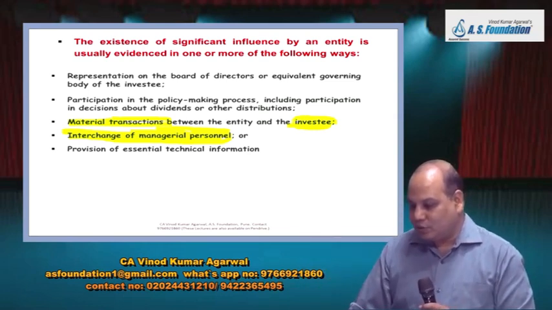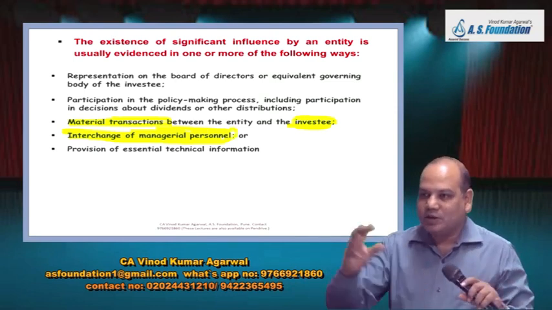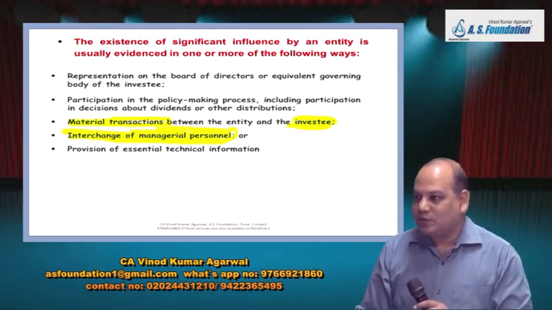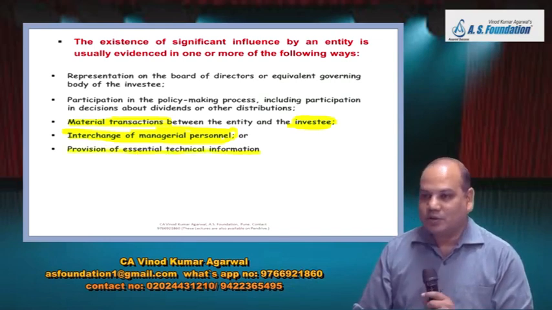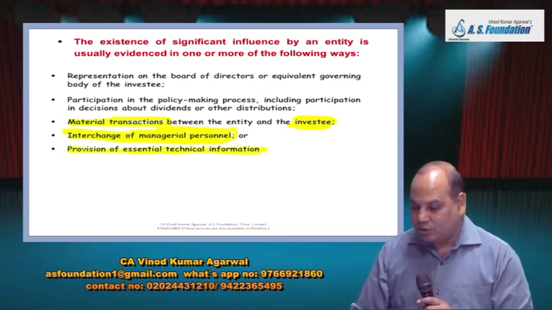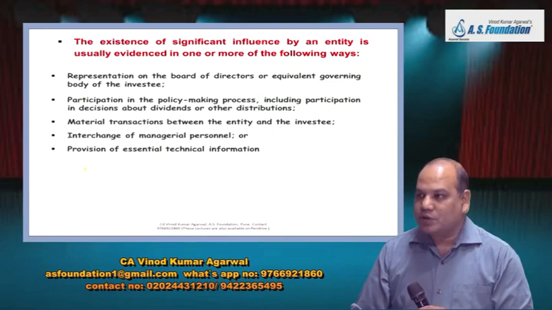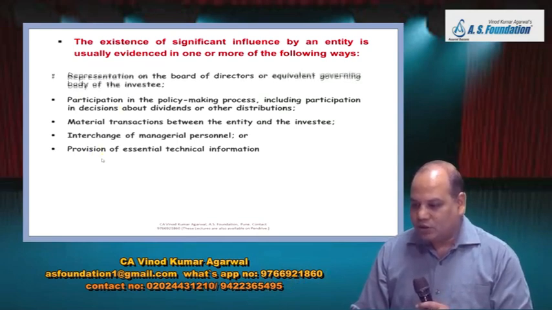So in many companies, if you have done the audit of a large company, in associate or subsidiaries, there are a few people from the parent company who are actually sitting and doing all the key functions. And then you also supply essential technical information. So the other party is dependent on you for technology, and through technology, you have an influence over the other entity. This list is not exhaustive. One or more of these features may exist between investor and investee. And if you come across such a relationship between the two entities, then you can tell the investor entity that it has to apply this standard. Okay.